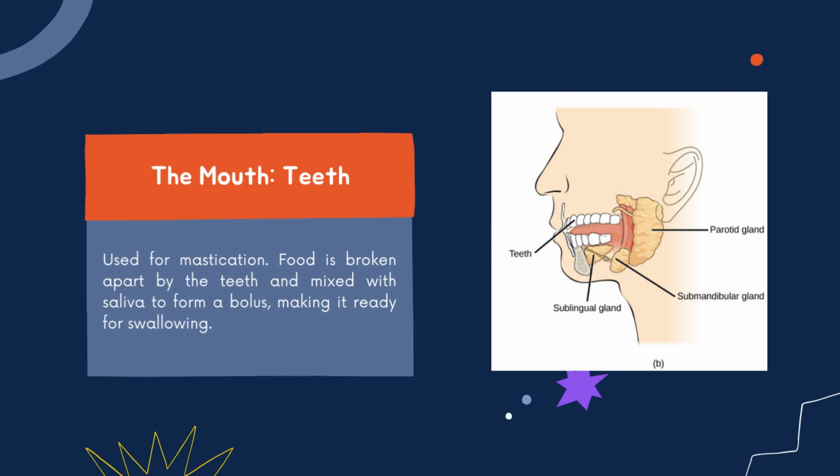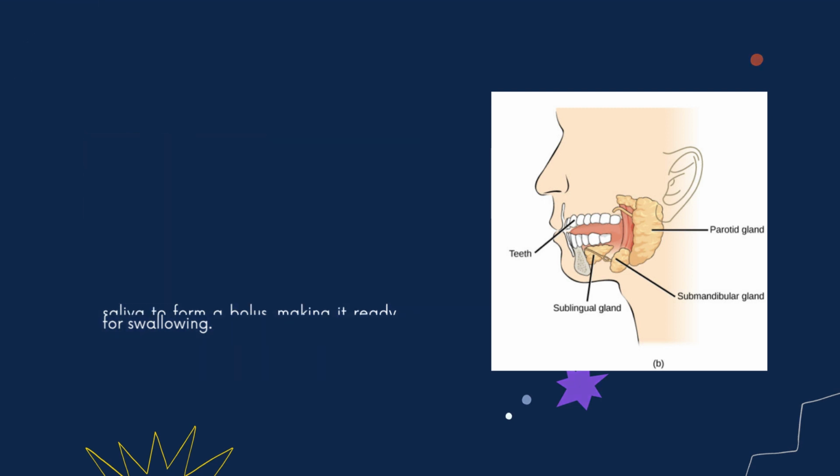Next, we have the teeth in the mouth. They are used for mastication. It is where food is broken apart by the teeth and mixed with saliva to form a bolus, making it ready for swallowing.